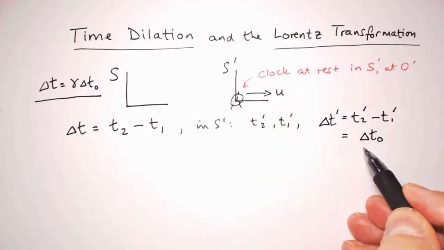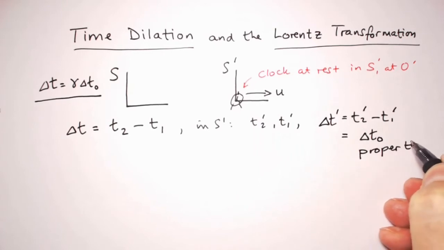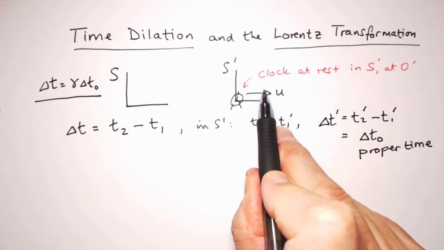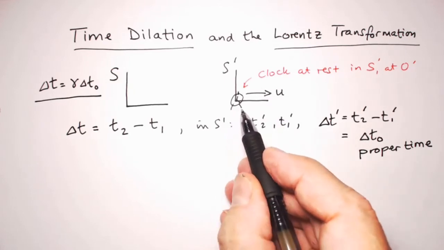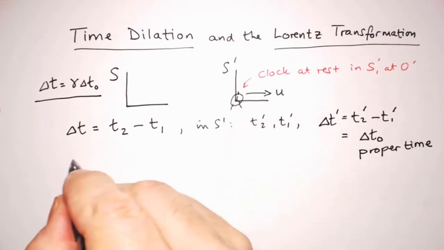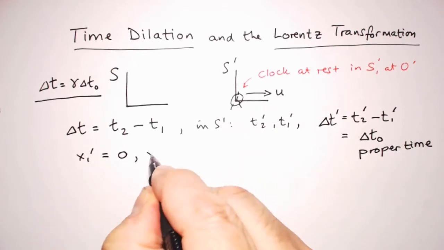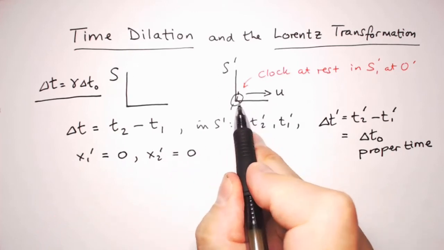Incidentally, this delta t naught is also called the proper time, and the proper time is time measured at a point fixed in space in a frame. So it would be for an object at rest, such as a clock that's ticking, and you're measuring the time shown on the clock. For this clock, the position x1 prime is equal to 0, and at the later time x2 prime is also equal to 0, because the clock is at the origin.